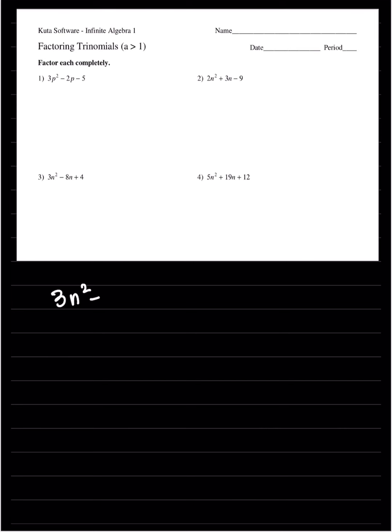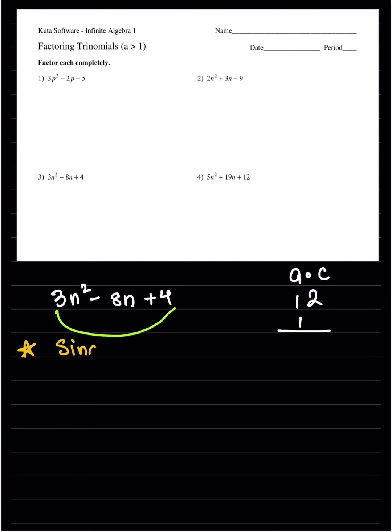Alright, let's take one last example. 3n squared minus 8n plus 4. So 3 times 4 is 12. And remember, since we have a positive product this time, our factors should be of the same sign. Either both would be positive or both would be negative.